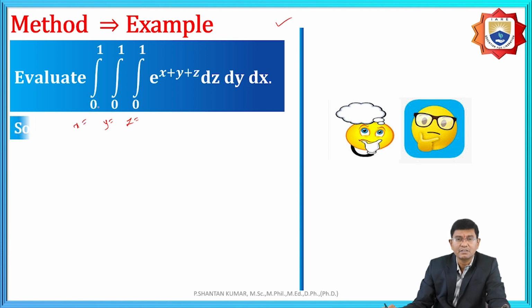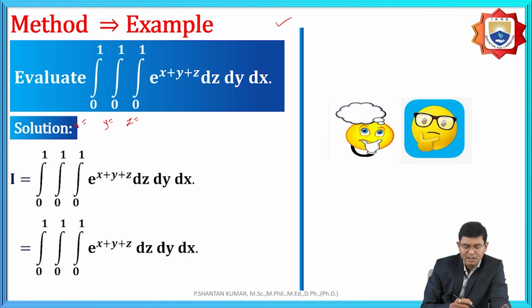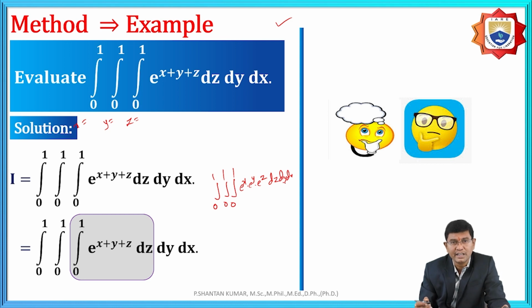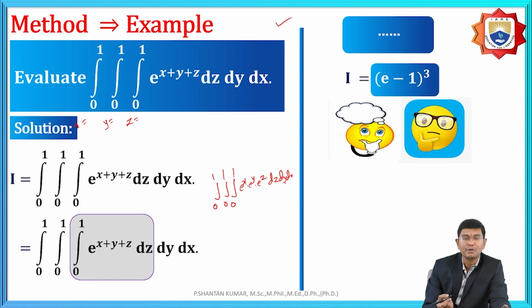Based upon this, we first integrate with respect to z, from inner to outer. While doing that integration, we assume 0 to 1 and 0 to 1 and 0 to 1, and the function is e power (x plus y plus z). First we split it as e power x into e power y into e power z, dz dy dx. And we integrate with respect to z, y, x one by one. After replacing the upper and lower limits one by one, the value is (e minus 1) whole cube.